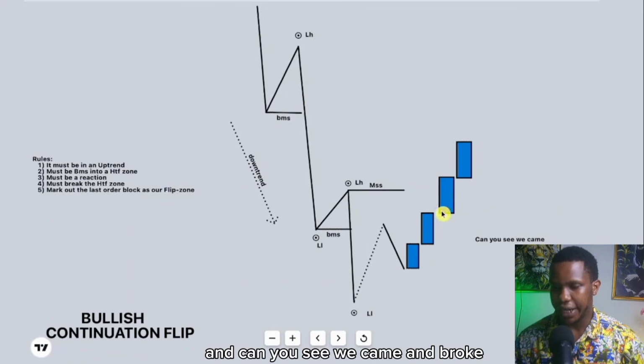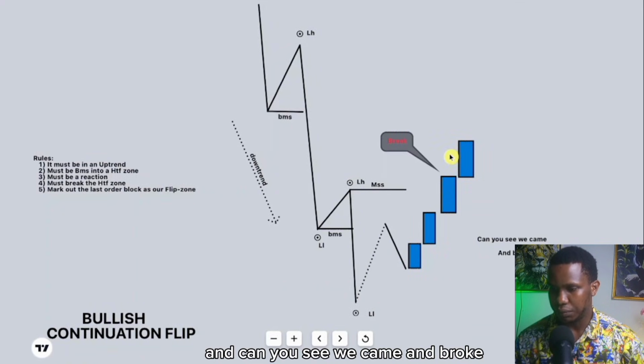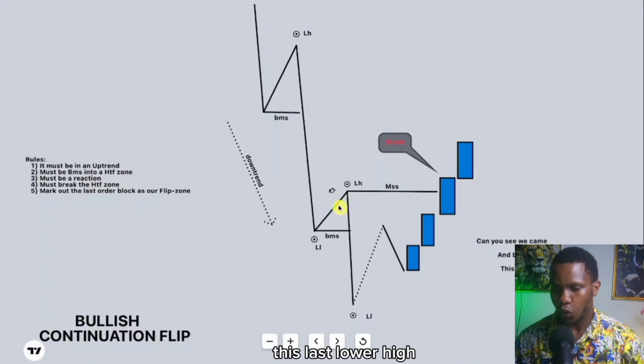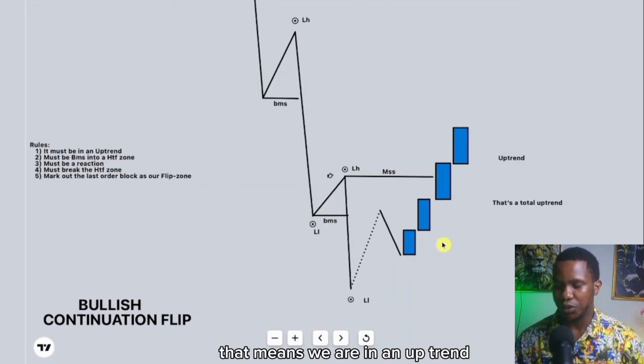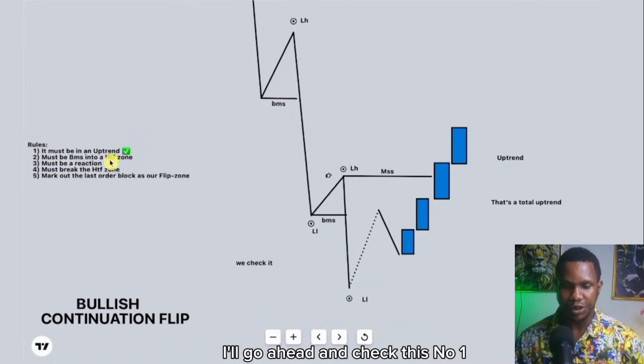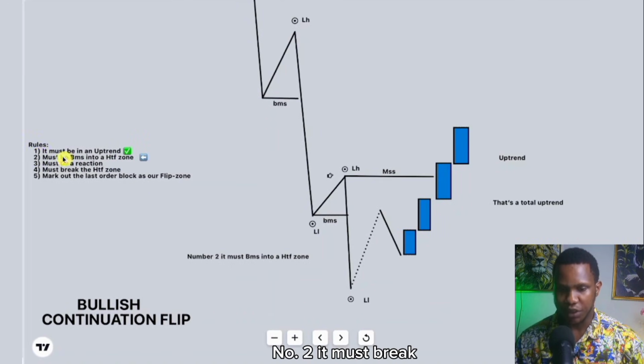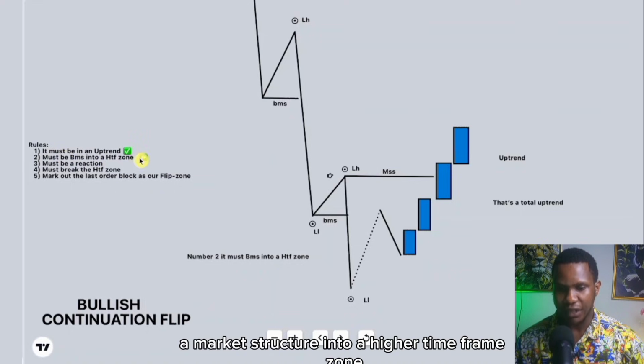And can you see we came and broke this last lower high? That means we are in an uptrend. I'll go ahead and check this number 1. Number 2, it must break a market structure into a higher time frame zone.